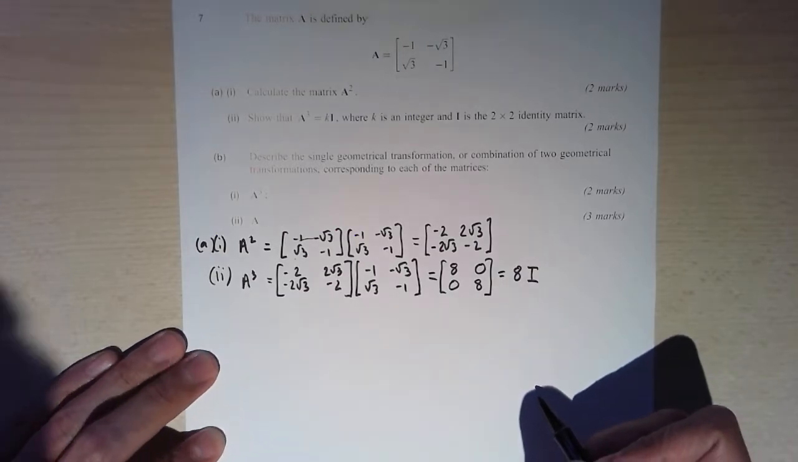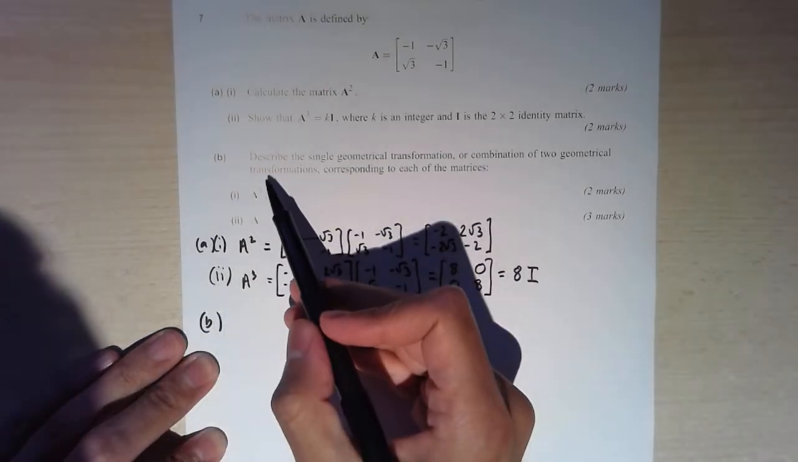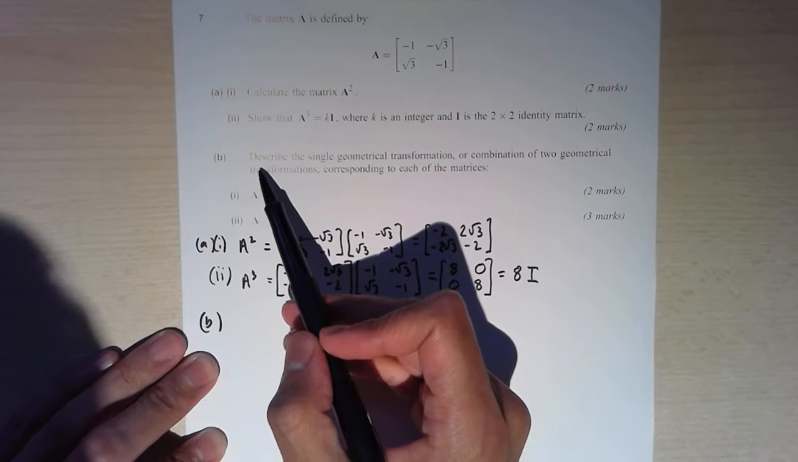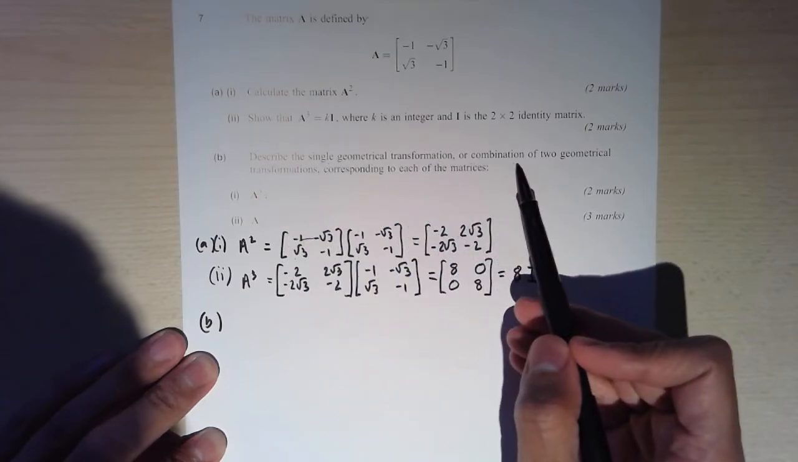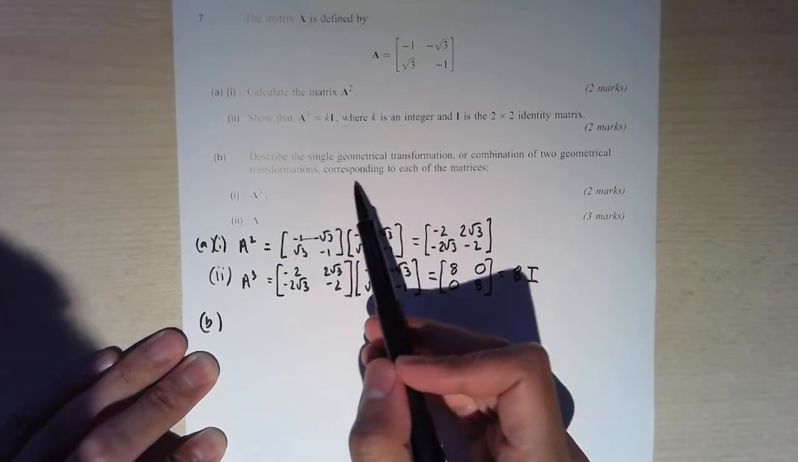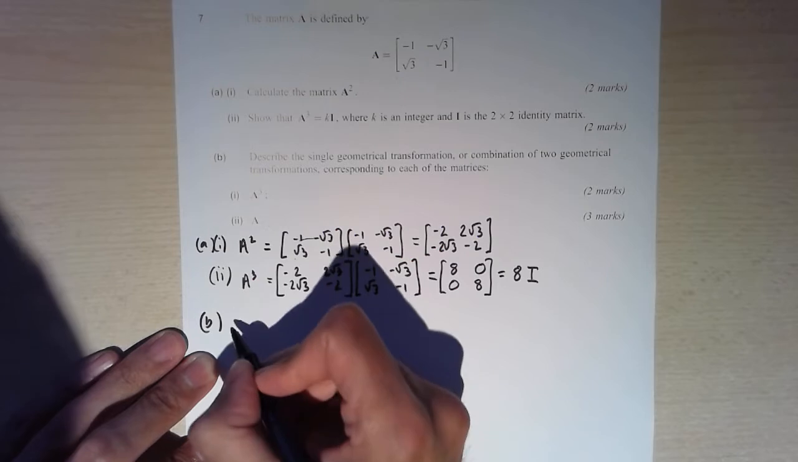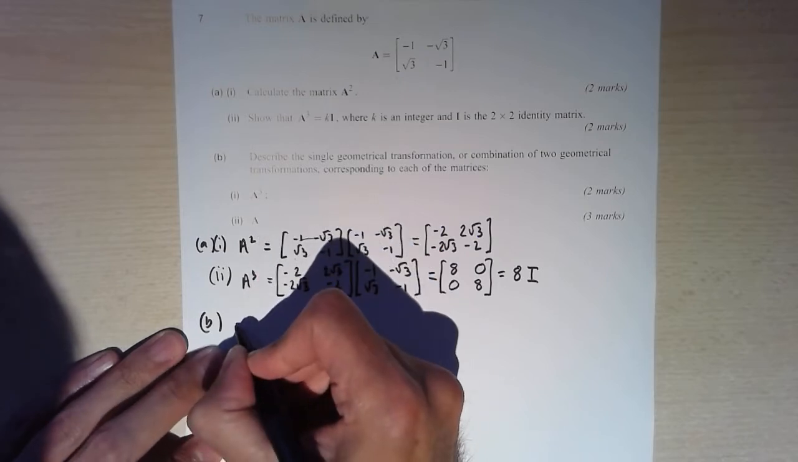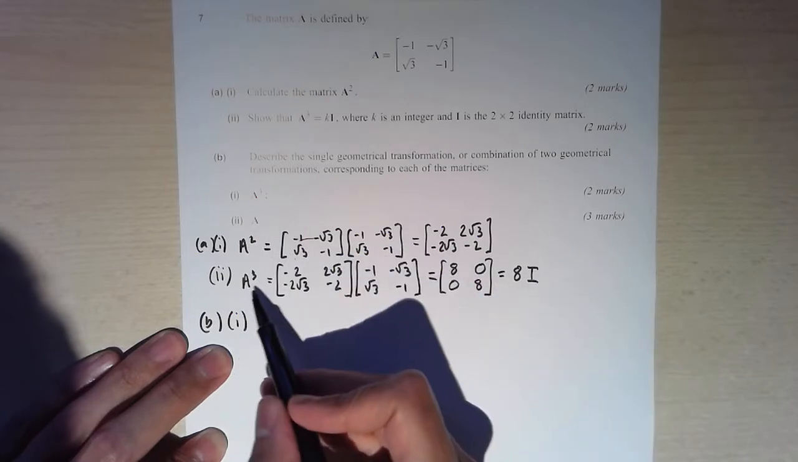Okay, so part B now. And for part B, I'm being asked to describe the single geometrical transformation or combination of two geometrical transformations corresponding to each of the matrices. So the first one I'm going to identify it for is A cubed. Okay, so for A cubed, that's this one here.